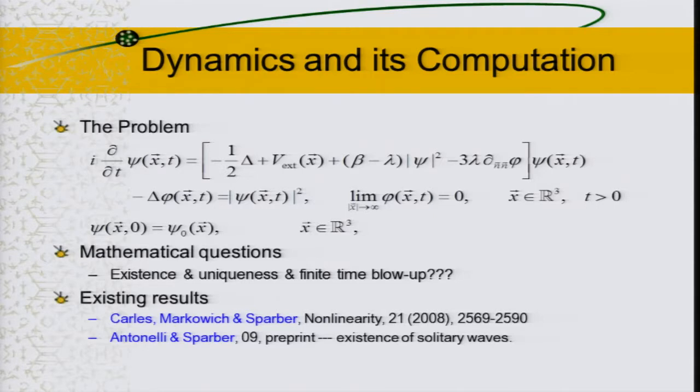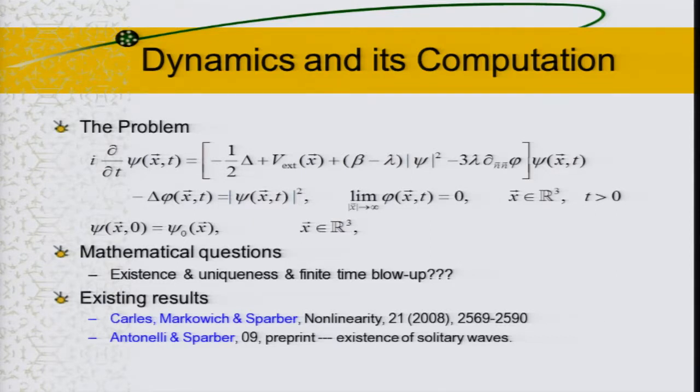After we have this ground state theory and the computational method, we can get different ground states. With the ground state, if you want to study dynamics, you basically start from the ground state and change the trapping potential, or change the interaction strength by using a Feshbach resonance. The question is, given this problem and initial data, is there a solution for this Cauchy initial value problem? Is it unique? Also, for example, if beta is less than zero, or if lambda is bigger than beta, is there finite time blow up?